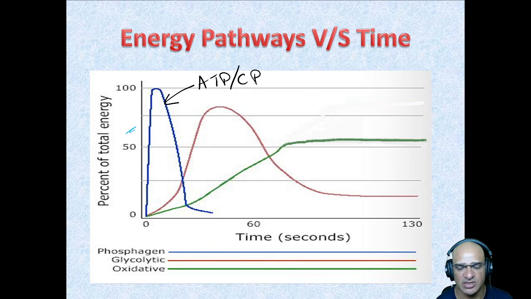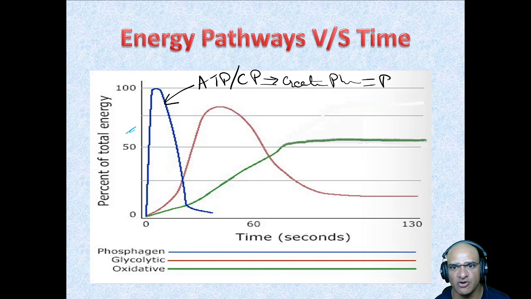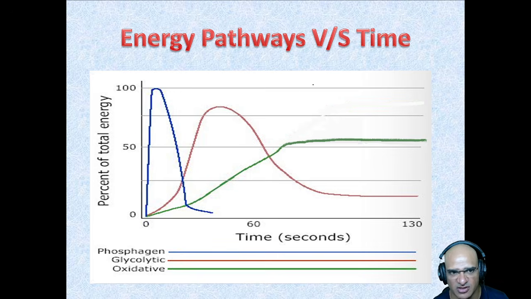The first type of energy system is called ATP-CP system. It's not ATP system. Many people say that, and that's wrong. ATP-CP system. The other name for ATP-CP system is creatine phosphate system, or it's also called phosphagen system. I want you to say phosphagen system, instead of calling it ATP-CP system and all that. So this first system, which is called the ATP-CP or creatine phosphate or phosphagen system, uses creatine phosphate as the energy fuel.